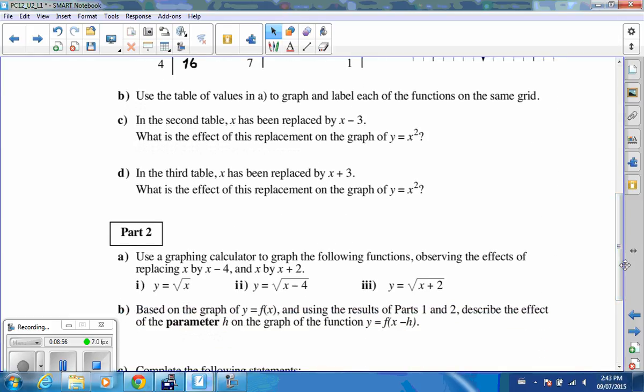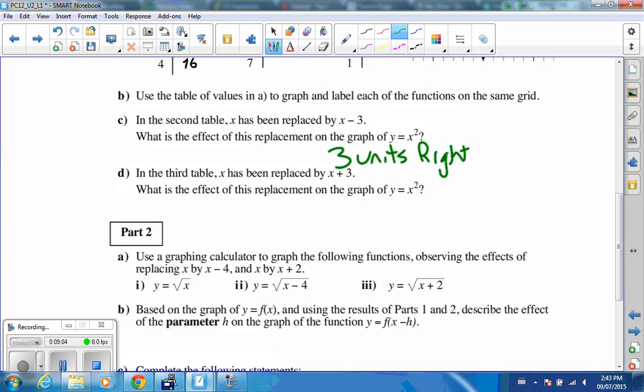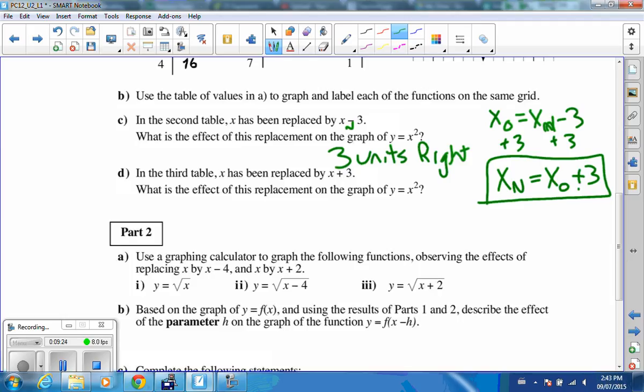So if I replace with x minus 3, it's actually going to move it 3 units right. Again, the same logic holds true. This is the new graph. So x old equals x new minus 3. Well, then if I add 3 to both sides, I get x new equals x old plus 3. That's how I know it moved 3 units right. This replacement moves 3 units left.